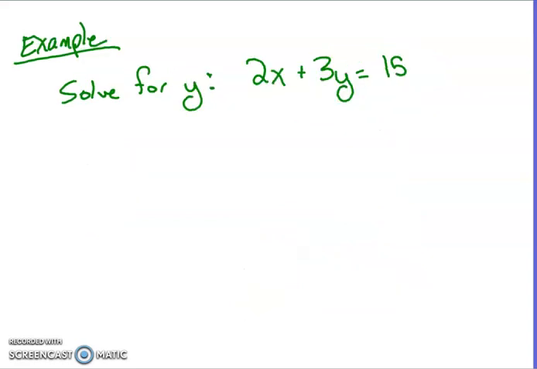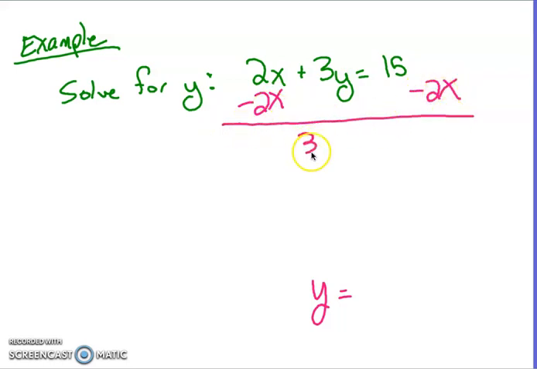Solve for Y. Now this is the most common way you're going to be doing these problems, solving for Y. So again, what we're trying to do is Y equals. We want Y by itself, so we need to get rid of the 2x. We're going to subtract 2x on both sides of the equation. And then we're going to divide. Again, divide as a group.